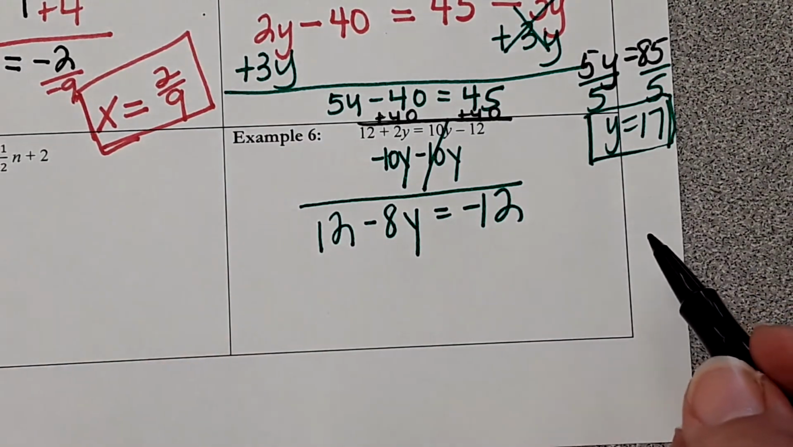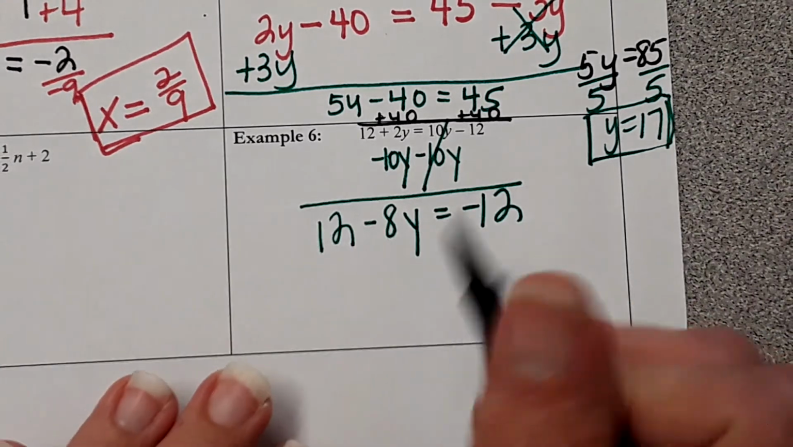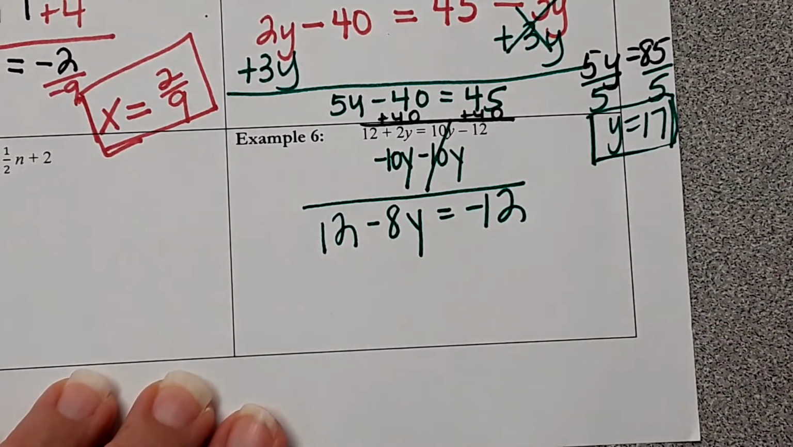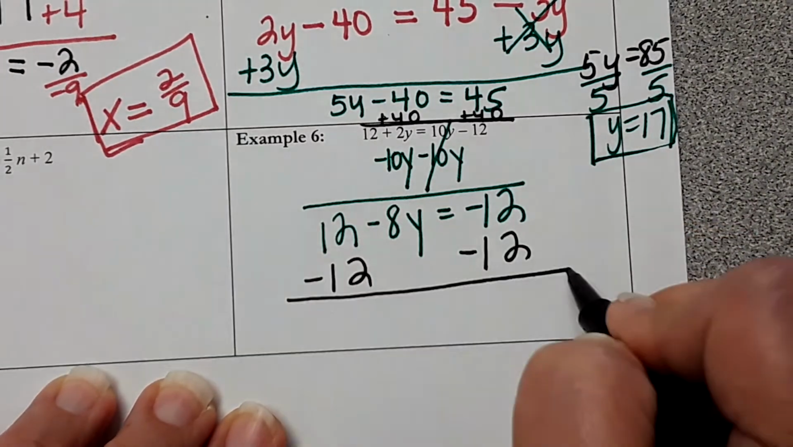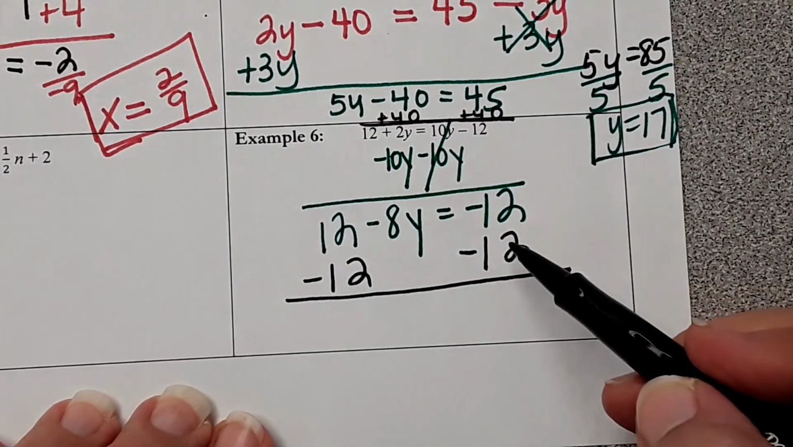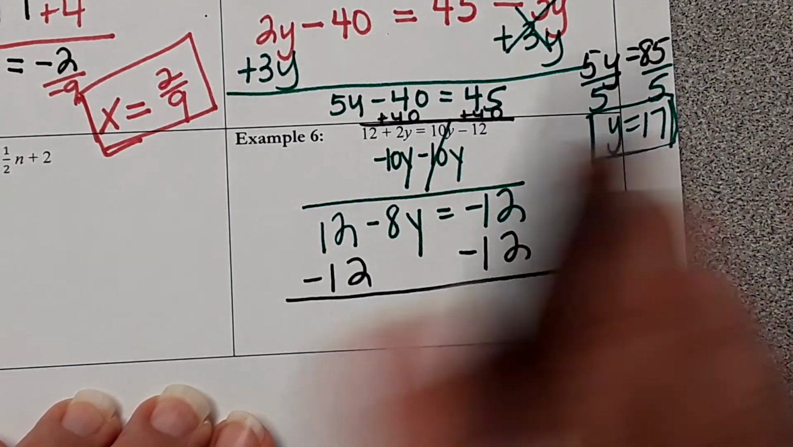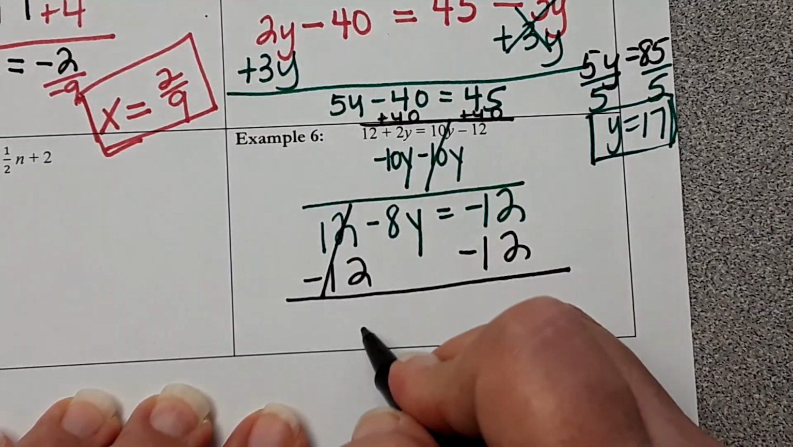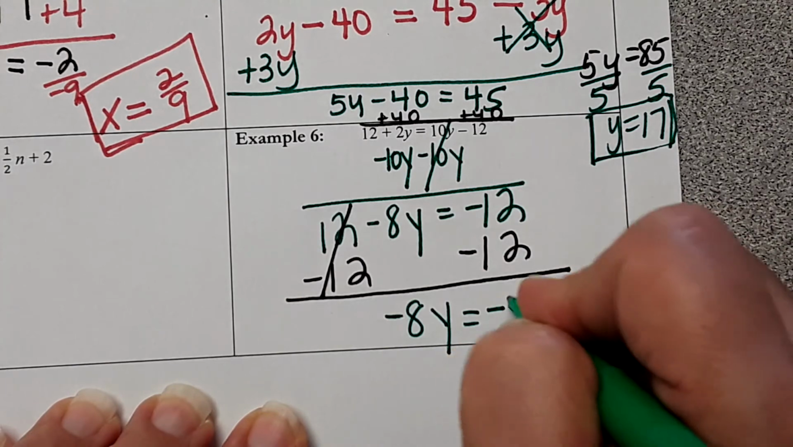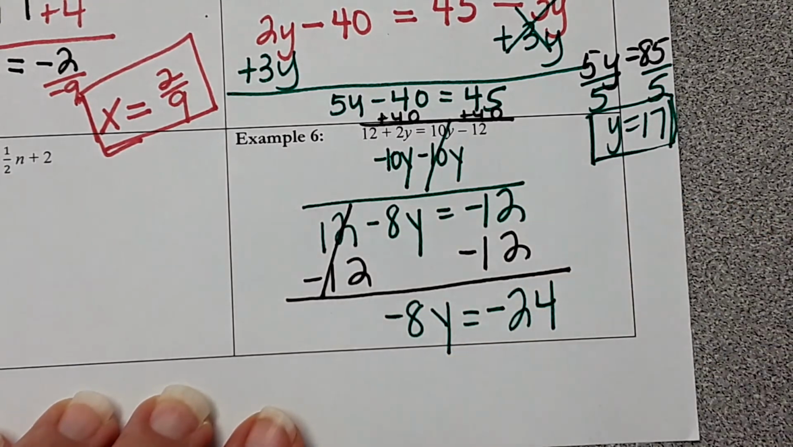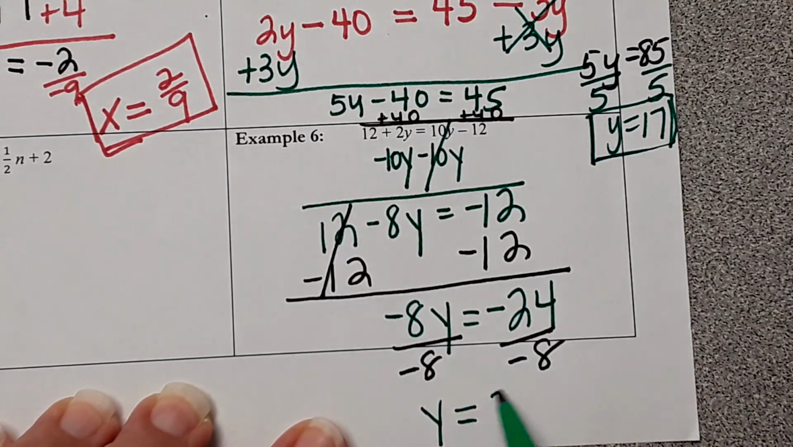Now what am I going to do? The 12, subtract 12 from the left side to the right side. Hopefully you do that, you'll get negative 24. You guys, these don't cancel out. Negative 12 minus 12 is not 0. You are left with negative 8y equals negative 24. And then we divide by negative 8. y equals positive 3.